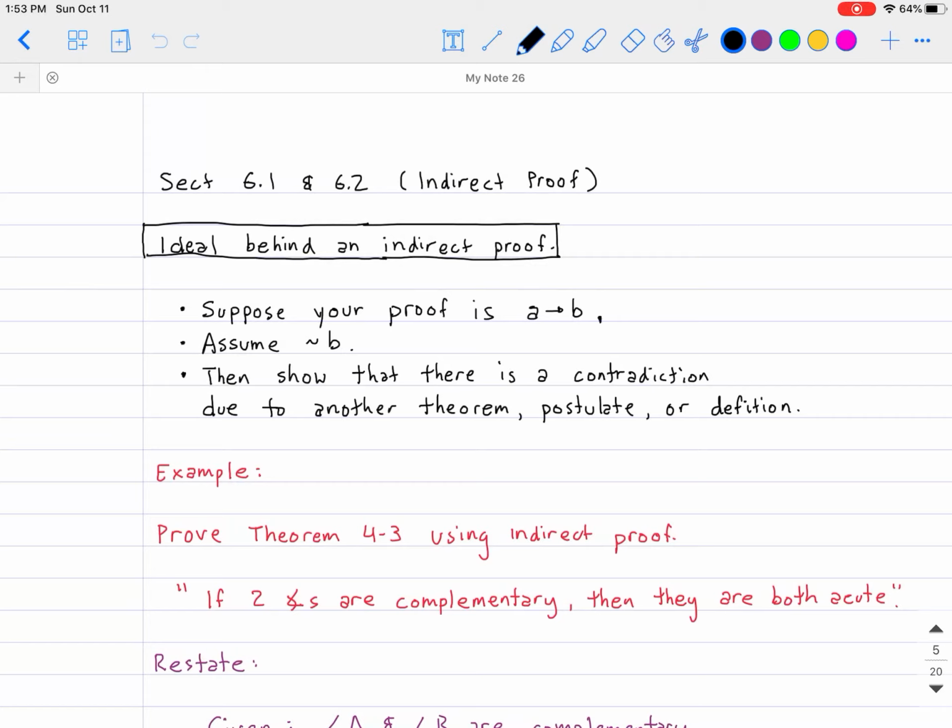It's basically a new way of writing a proof, but we're still using statement and reason. Let me explain how that works, because this is something that is going to be very effective and useful from here on out. So here it is, indirect proof.